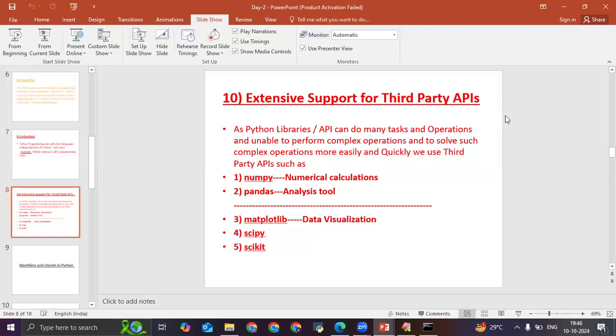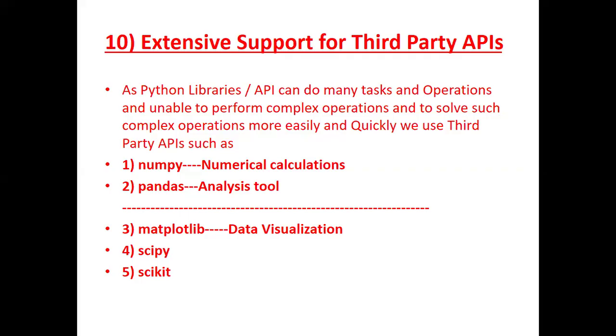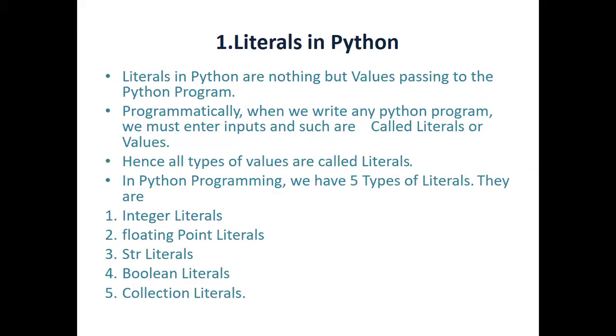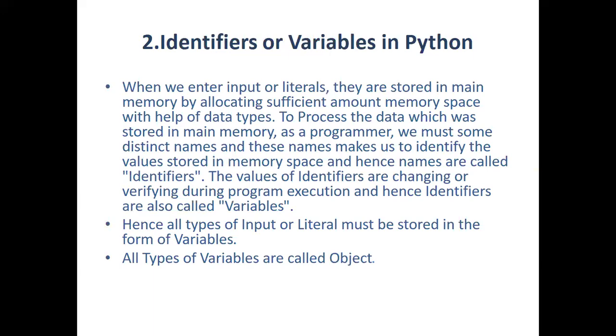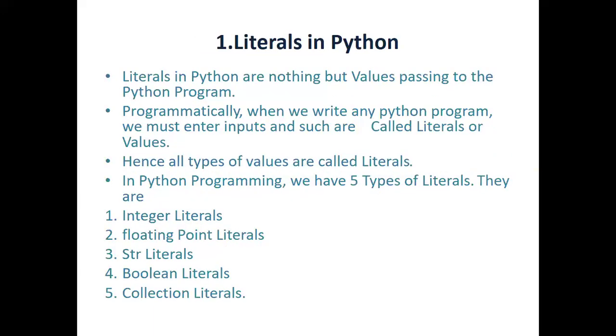Now, when we are talking about identifiers and literals, what does that mean? Literals in Python are nothing but the values passing to the Python programs. We have variables also. Now, what are variables? A variable is an identifier whose values can be changed during the execution of the program. And literals are the values passing to the Python program.